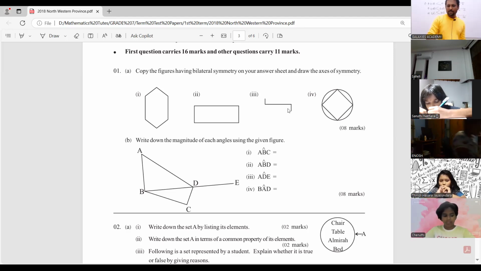And also the fourth diagram, we can see the bilateral symmetry. Now we'll draw the first, second, and fourth, and also you have to draw the axis of symmetry. When you draw the axis of symmetry, you have to use dotted lines, right?